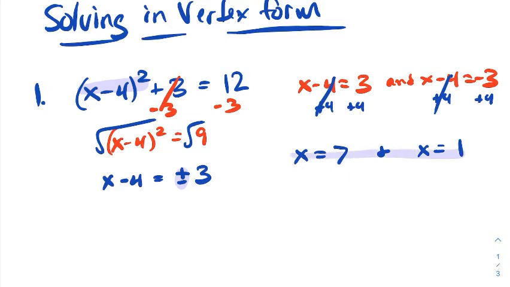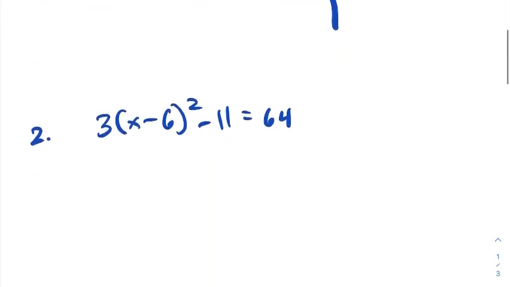Now, in our quadratic, when we solve for x, what that represents are our x-intercepts. So if we were to graph this, that means our quadratic would cross the x-axis at 7 and 1. Talk more about that later. Moving on.